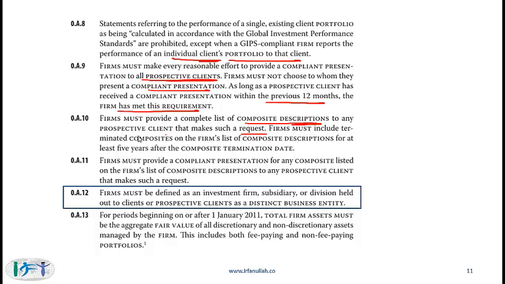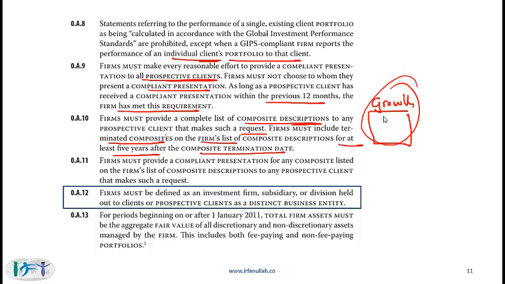Firms must include terminated composites on the firm's list of composite descriptions for at least 5 years after the composite termination date. Two important points here. I have talked earlier about the definition of a composite, and I took a very simple scenario where I said that for a particular composite, we are only including portfolios that are equity-based portfolios and where our stocks are growth stocks. So this would be one simple definition. At level 3, we'll talk about these definitions in more detail.